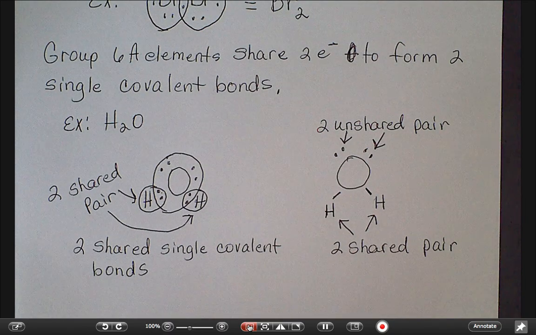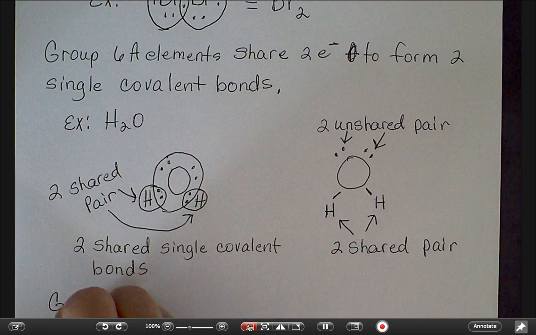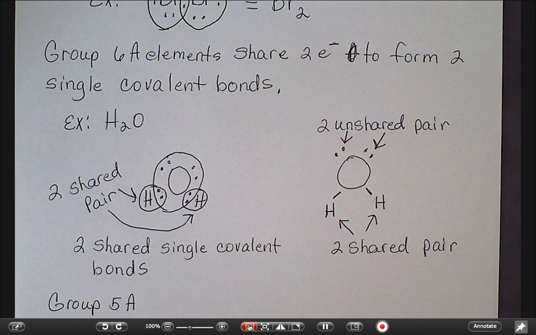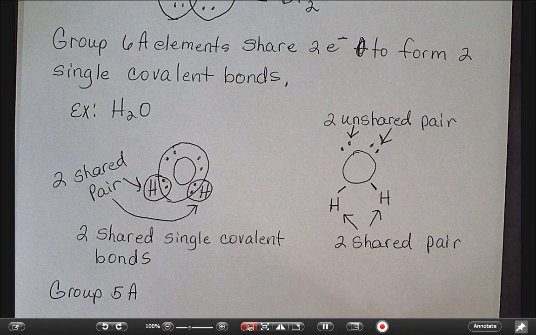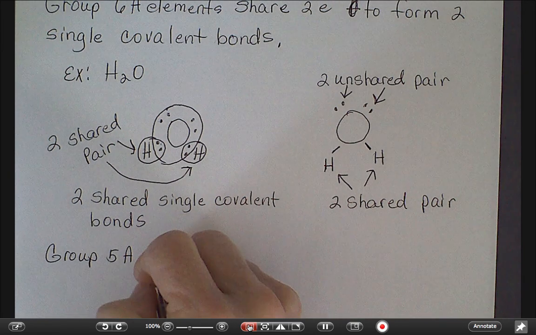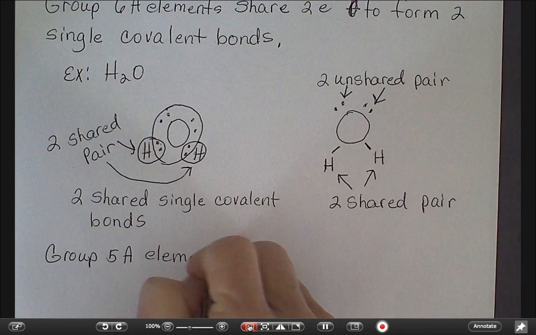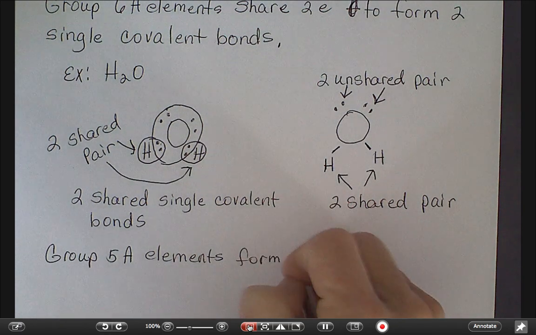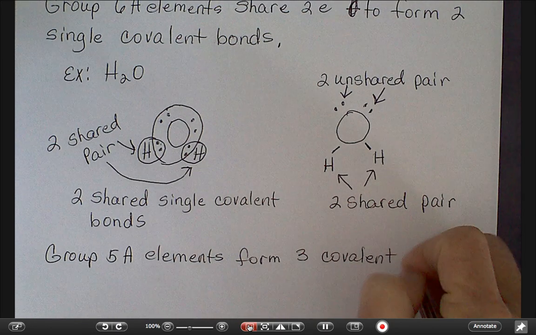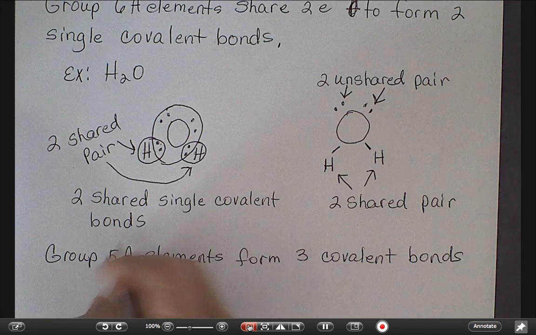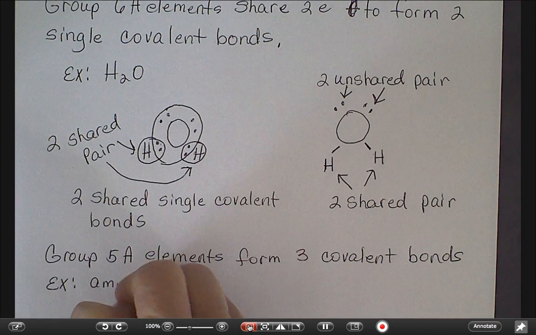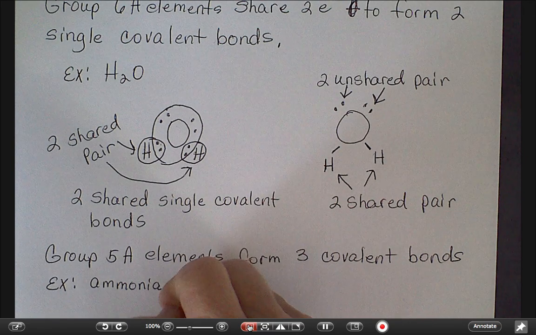Okay, so group 5A. Five and what make 8? So how many covalent bonds are they going to form? 3. Group 5A elements form 3 covalent bonds. Example is ammonia. The formula is NH3.